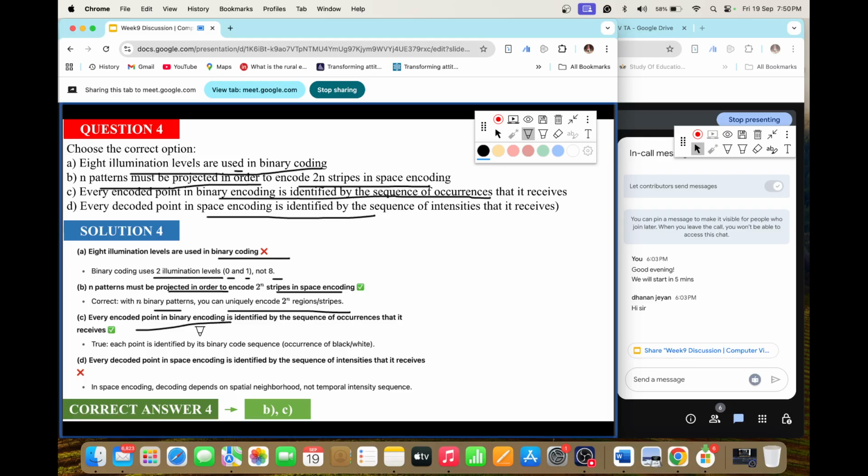So that is also true, that each point is identified by its binary code sequence. And D, every decoded point, not decoded point but encoded point in binary encoding, is identified by the sequence of occurrence it receives. So option B as well as option C is the correct answer.